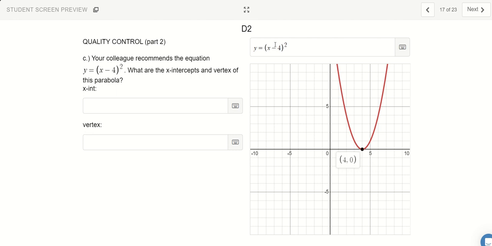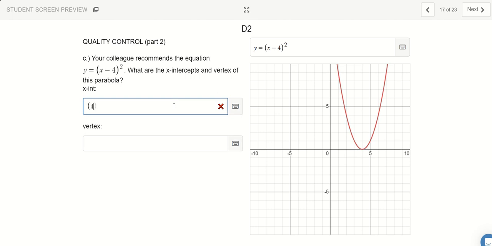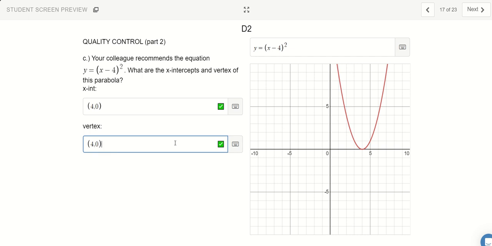If I plug in 4, the whole height would turn to 0. So notice that the x-intercept is at 4, 0. And this also happens to be where the vertex is at. So the only way for a graph to cross at one point is that the x-intercept and the vertex are the same. They're both 4, 0.